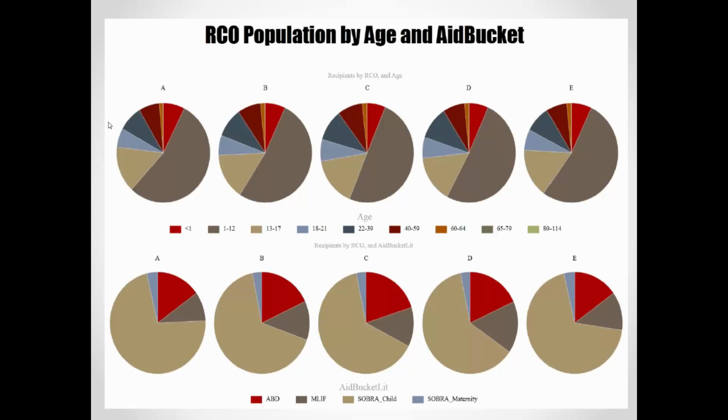The next is the word aid bucket literal. We are grouping the people, and you saw this on a previous chart. One of the ways we group our descriptive groups of the different populations that are included is what we're calling aid bucket. It's what aid category they're coming into Medicaid with, and then we're putting them into different buckets from that. And so the 4 primary aid buckets that are included in the RCOs, this is the distribution of those among the different areas. Not much change. You'll see that there is some difference in the size of the MLIF population and the sober population in some of them.